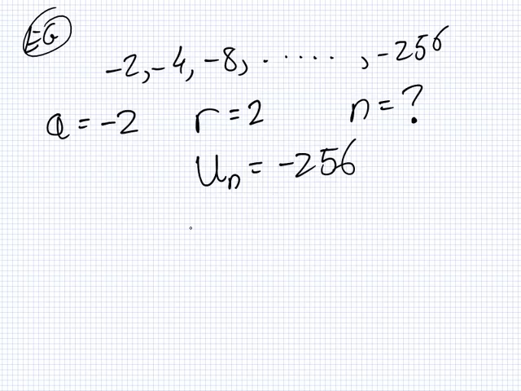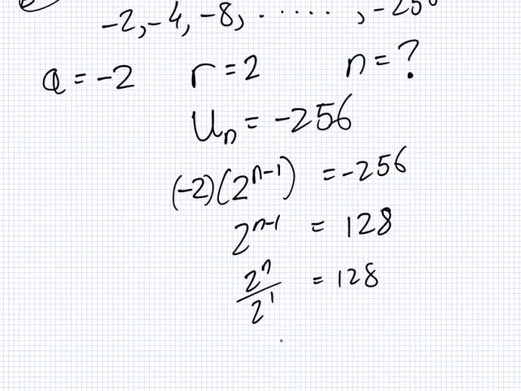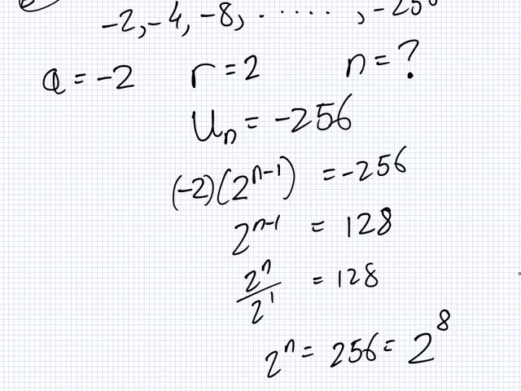The formula is A R to the power n minus 1 equals minus 256. I should divide both sides by minus 2. I get 128. This is 2^n over 2^1 equals 128. So now what do I do? Multiply both sides by 2. 2, 4, 8, 16, 32, 64, 128, 256. 256 is 2 power 8.